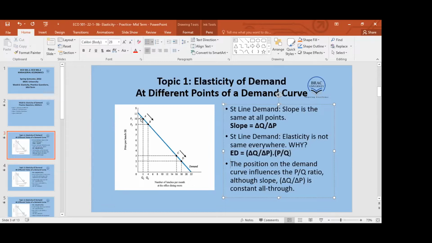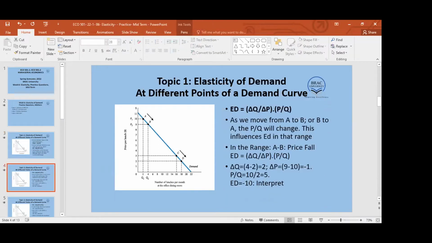Although the slope is the same throughout the whole demand curve, depending on where you are, at AB or CD, the P by Q ratio changes. At AB, it is greater than 1. From here, later on, we will see that that means elasticity is greater than 1. That means it's elastic, it's responsive. In the CD region, P by Q ratio is less than 1. So the demand over here is inelastic. That means it's less responsive. The position on the demand curve influences the P by Q ratio, although the slope is constant all through.